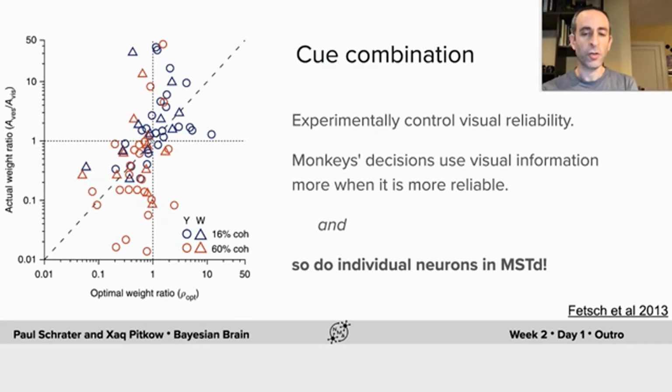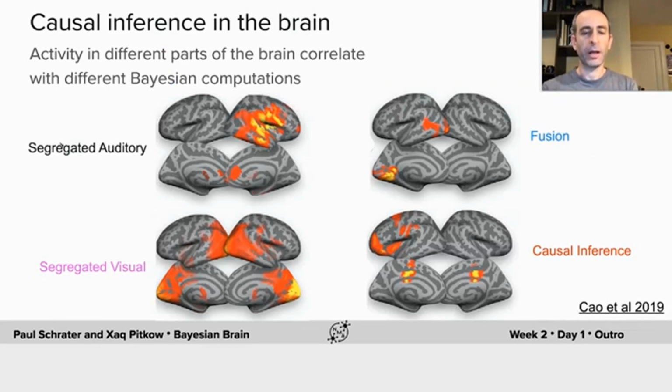But this study also showed that individual neurons in the medial superior temporal lobe, which is responsive to self-motion cues, also weighted their cues according to the reliability. The neurons responded more to the visual cues when the visual cues were more reliable, and more to the vestibular cues when the vestibular cues were more reliable. So you can see this correlation here between the optimal weight ratio that you would expect to see from Bayesian inference and the actual weight ratio that the animals, and in this case, the neurons, actually afforded to those different sensory pieces of information.